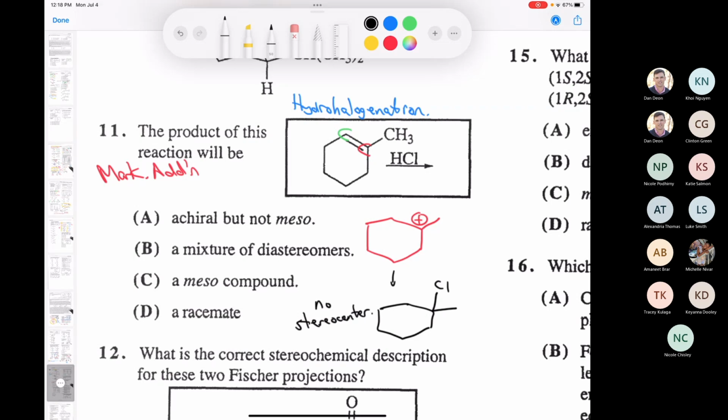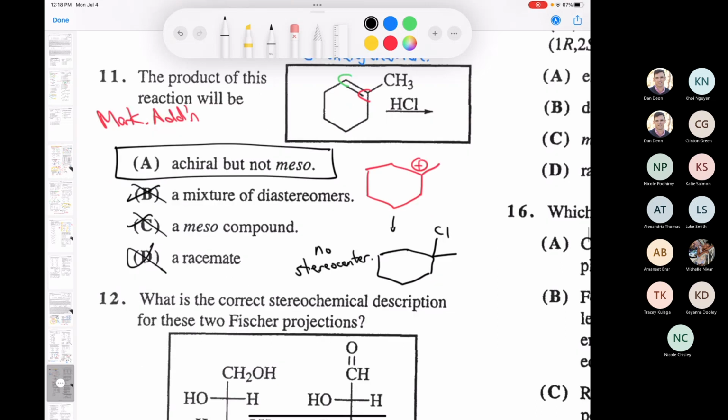Stereocenter. And if there's no stereocenter, we would say it's not a mixture of diastereomers. It's not a meso compound. It's not racemic. It's achiral. Right? There's no chiral center, but it's not meso, because there's no chiral center in the whole molecule. There we go.